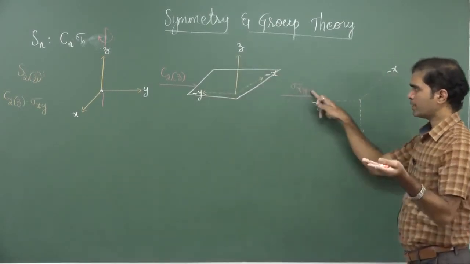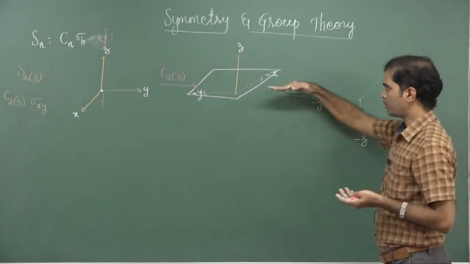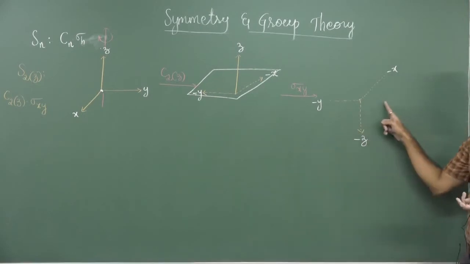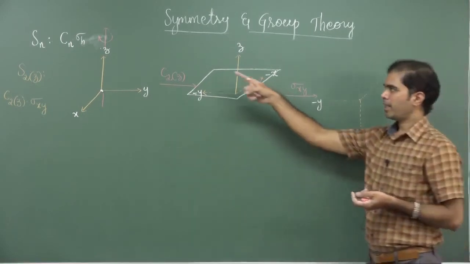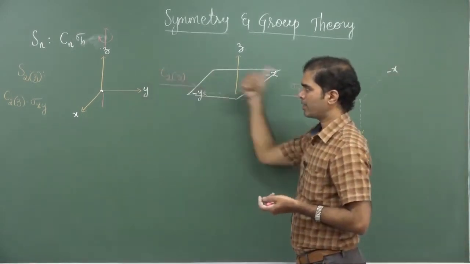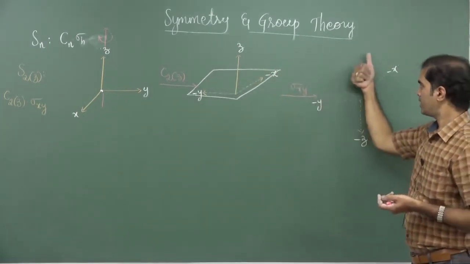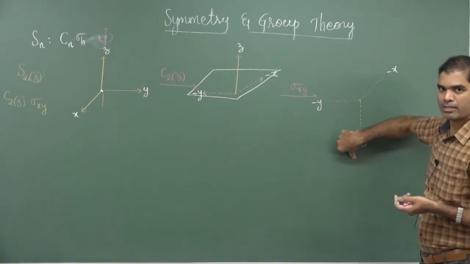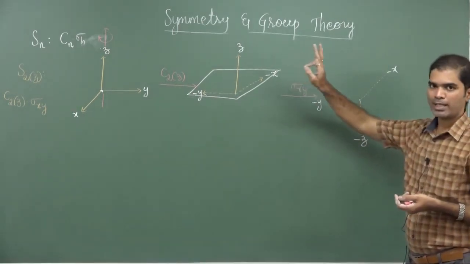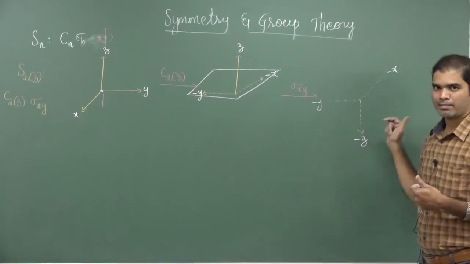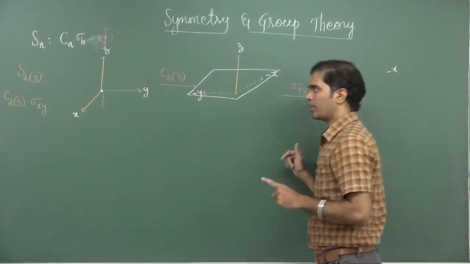Now I am performing sigma xy. As I perform sigma xy, z is also reflecting. So what is the final conclusion? X is getting into minus x, y is getting into minus y, and z is getting into minus z. It means whenever I perform an Sn operation, all the three coordinates are being exchanged. This is just one example that I am giving you.